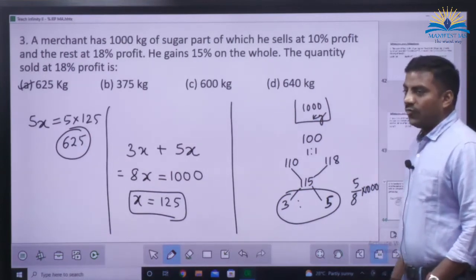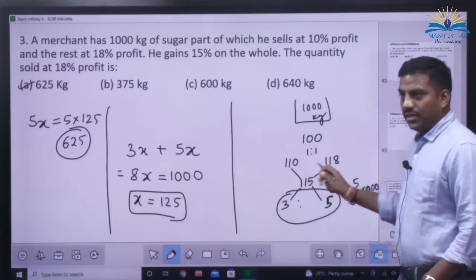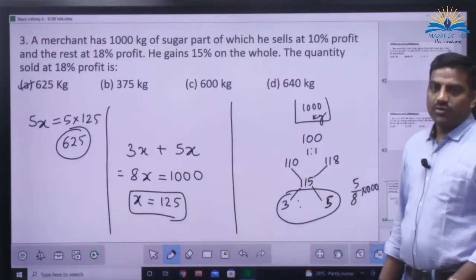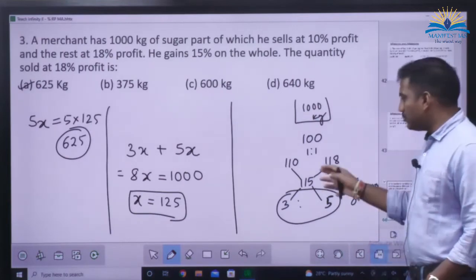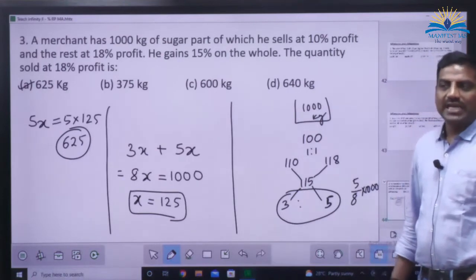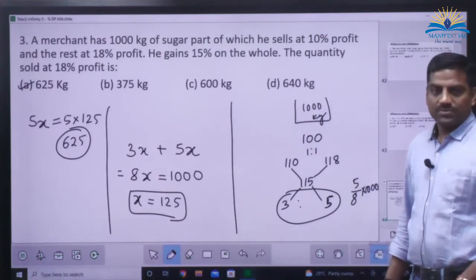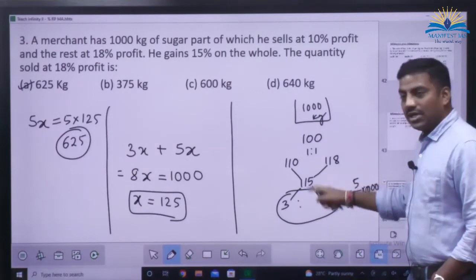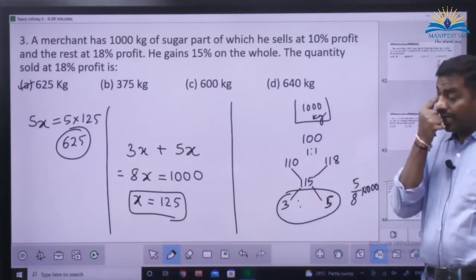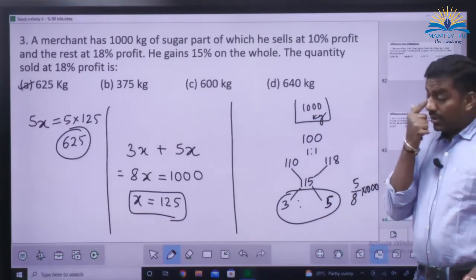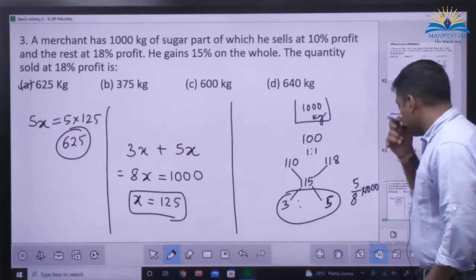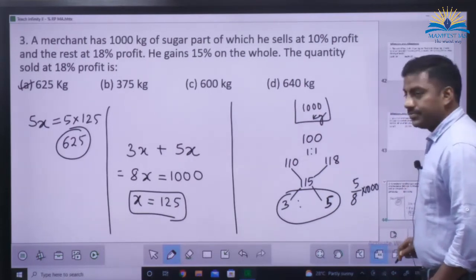So far we used to take the rates or prices of 2 different varieties. Again, same sugar, but think like they are 2 different varieties because we are selling it at different prices. So this method is a beautiful method. We can apply it anywhere, whenever we are getting a mixture. Next.